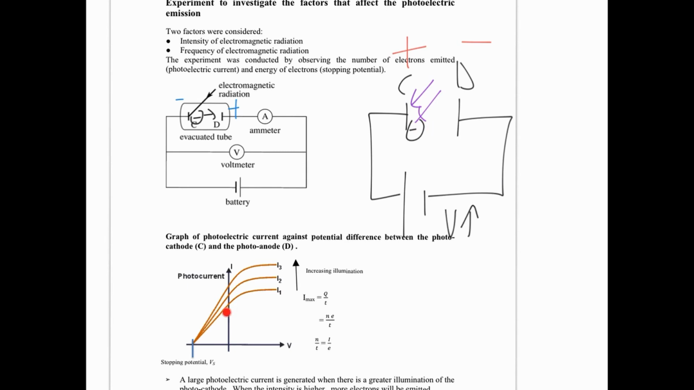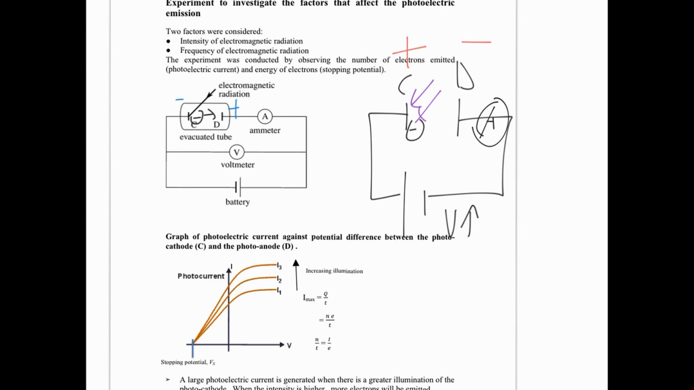So therefore your current starts to drop. Can you see? So you keep increasing this voltage until there's no more current being detected here. Because remember your emitter is here. So the moment your emitter shows you 0 reading, it means that now there's totally no current flowing. That means what? You have stopped the most energetic electrons.